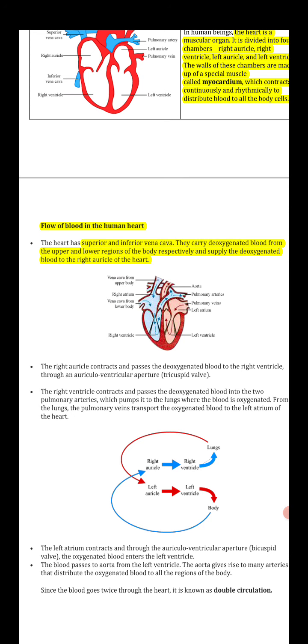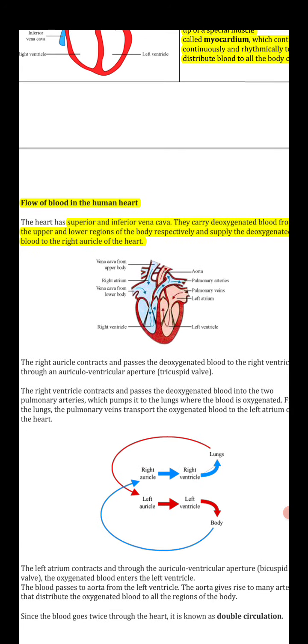So what is the meaning of this? Normally the vein carries deoxygenated blood. We all know that. Always remember, veins carry deoxygenated blood and arteries carry oxygenated blood. But there is one exception.